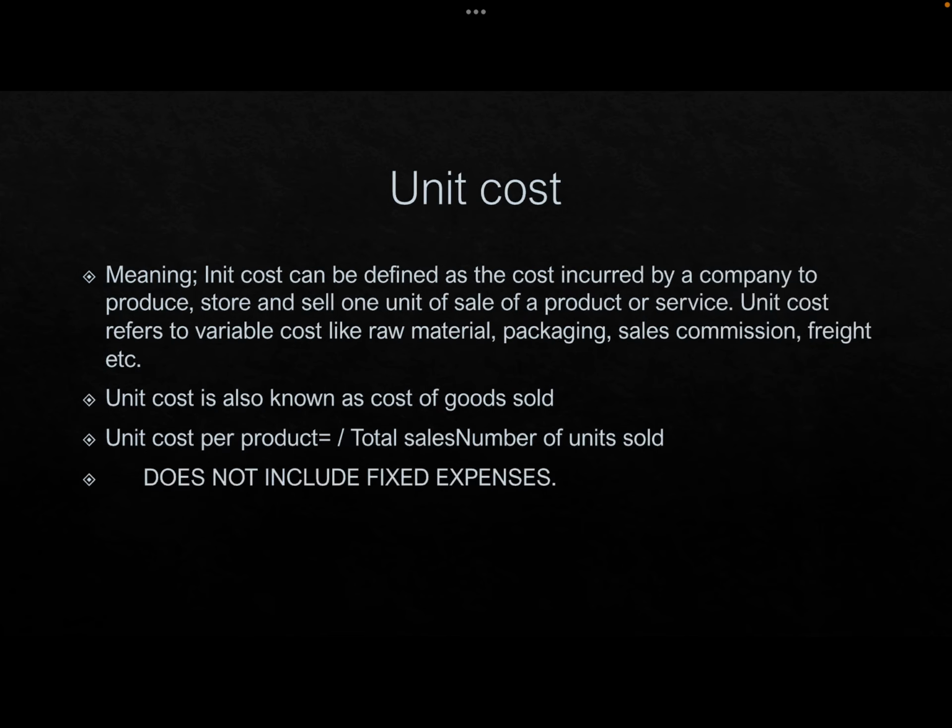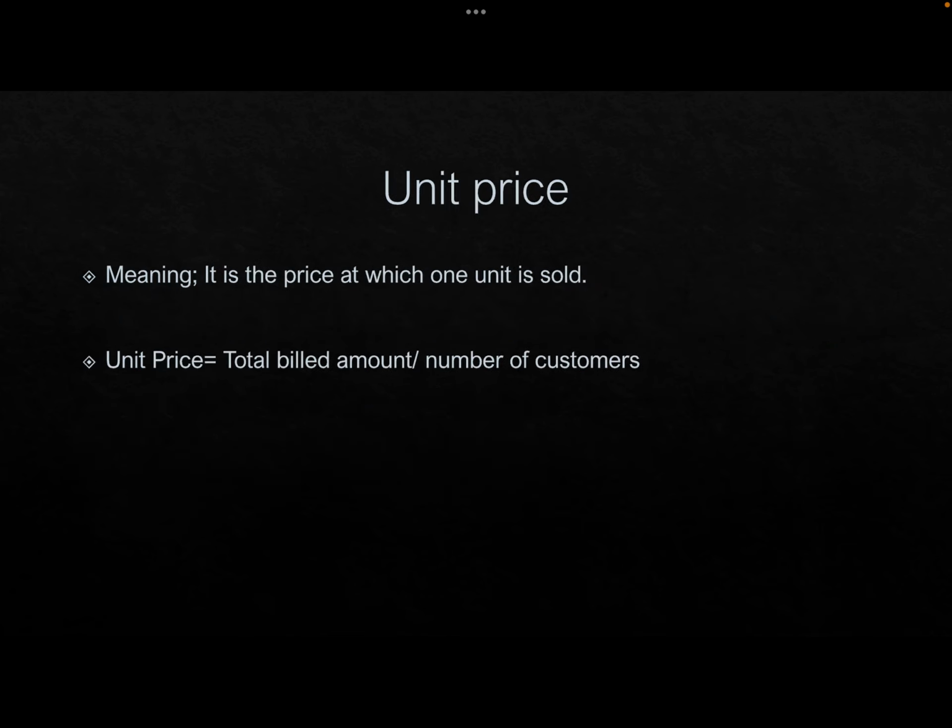Next is unit price. There is a difference between cost and price. Cost is basically the expenditure of making the product. The price is the value at which I'm going to sell my product. Okay, so unit means one. So the price at which one unit is sold is called unit price.